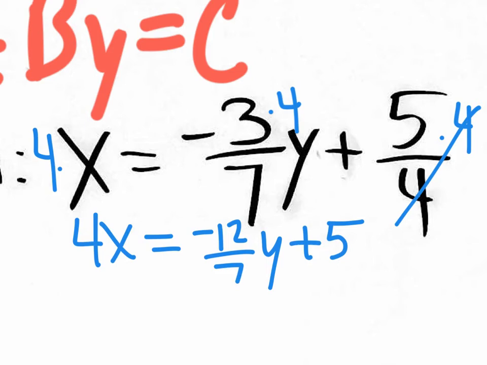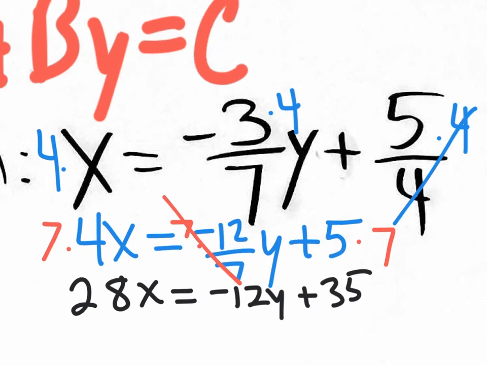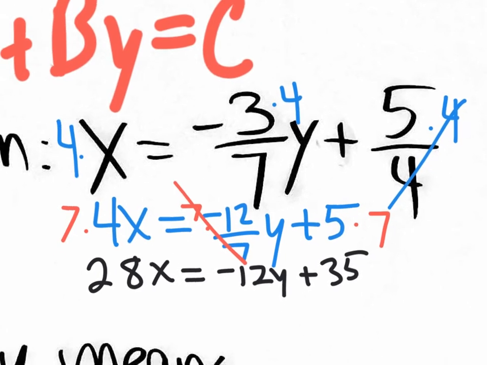Now let me get rid of the other fraction by doing what? Multiplying everything by 7. So if I multiply by 7, those 7's cancel. But I need to multiply this by 7 and even this 5 by 7. So I'm really going to have 28x equals negative 12y plus 35. And ladies and gentlemen, I almost have it in standard form.